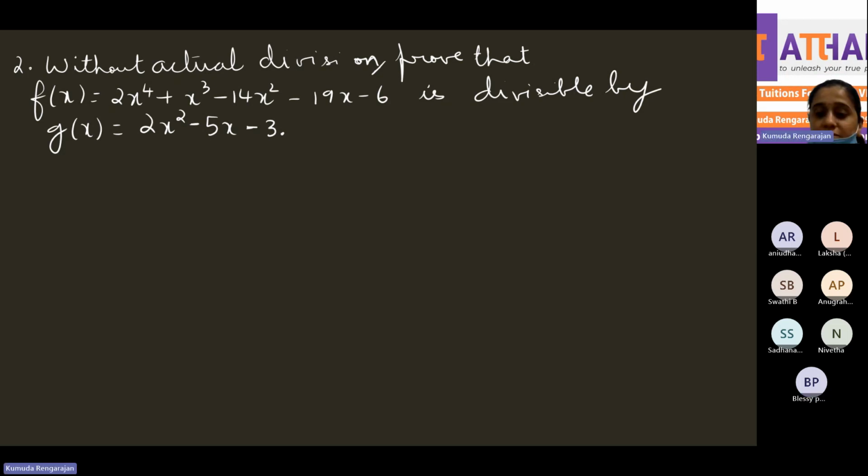Synthetic division. Okay, but no, that's again, okay, let me tell you like this. Synthetic division is also kind of long division. But I don't know how you will perform the synthetic division.